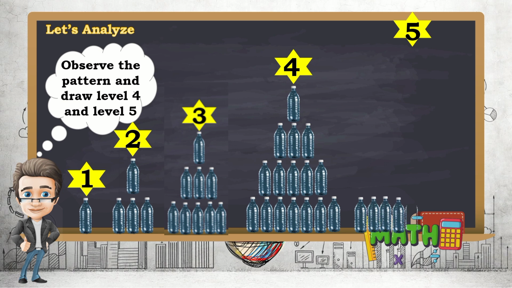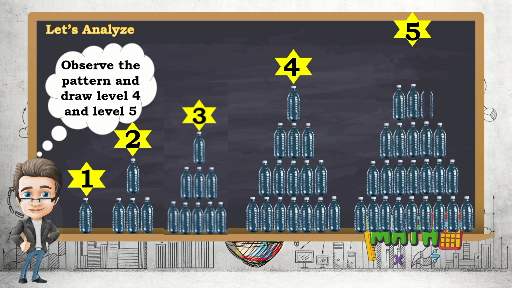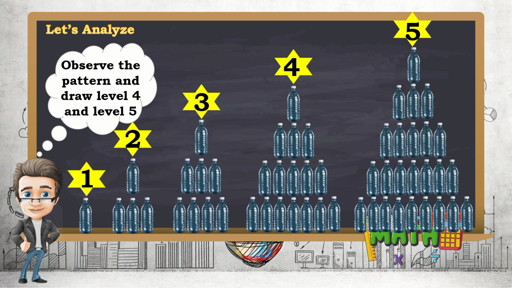And the fifth figure, 9 bottles. Second row, 7 bottles. Third row, 5 bottles. Fourth row, 3 bottles. And fifth row, 1 bottle. A total of 25 bottles.